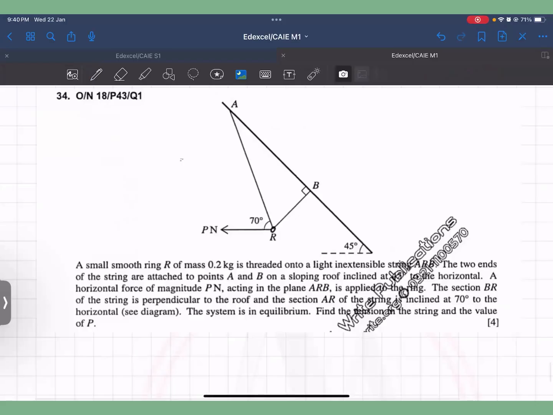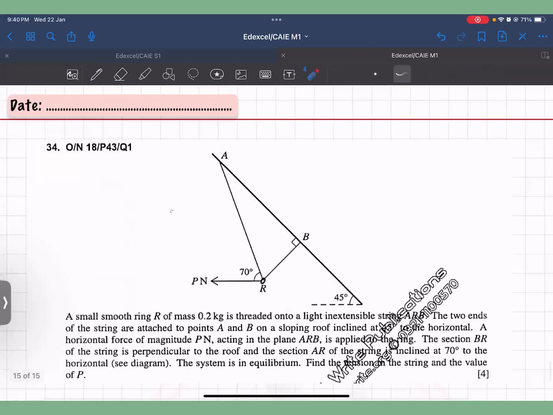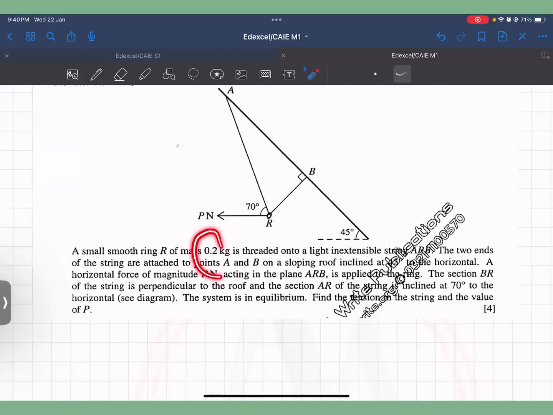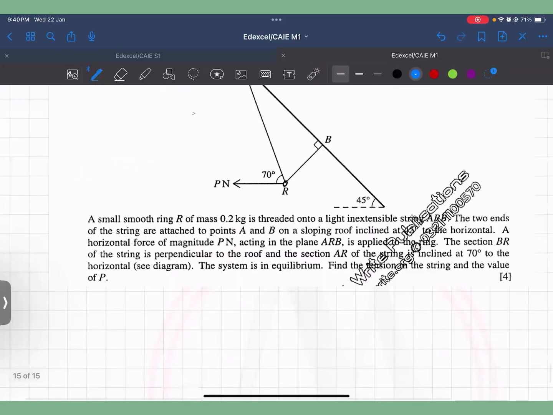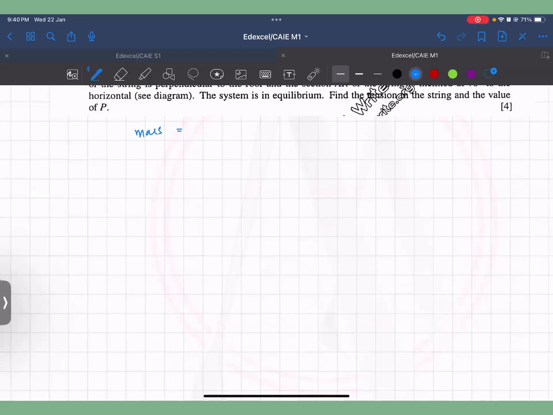Okay, a small smooth ring, you can see the ring R, the mass is given to us. So using this mass, we can find the weight. What is the formula for weight, Murtaza? Oh sorry, what is the formula for weight?